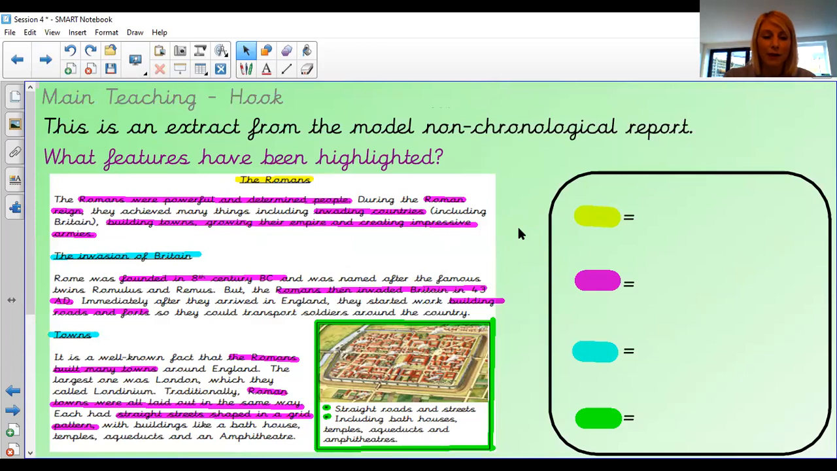Now I've already read through the first couple of paragraphs here and I've highlighted some of the key features. So let's have a look at my highlighting. I wonder if you can identify what features I've highlighted. So we'll have a look at my colours.